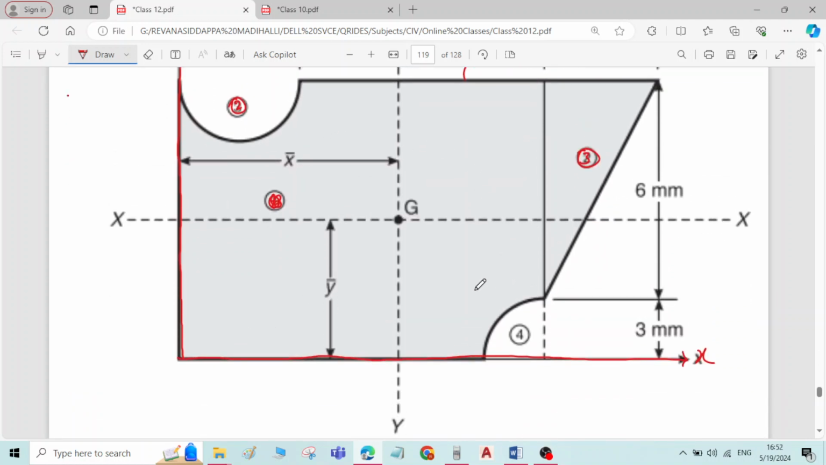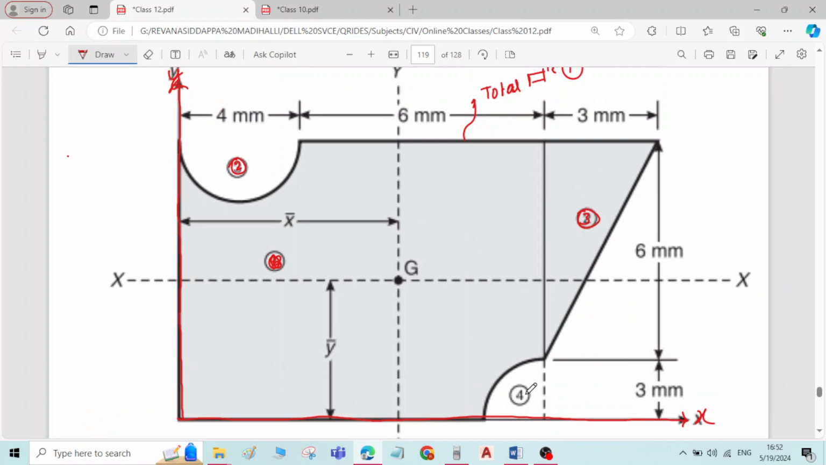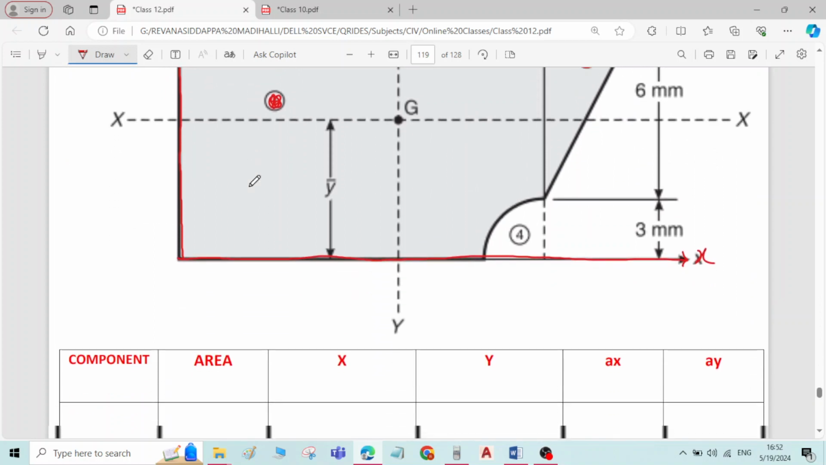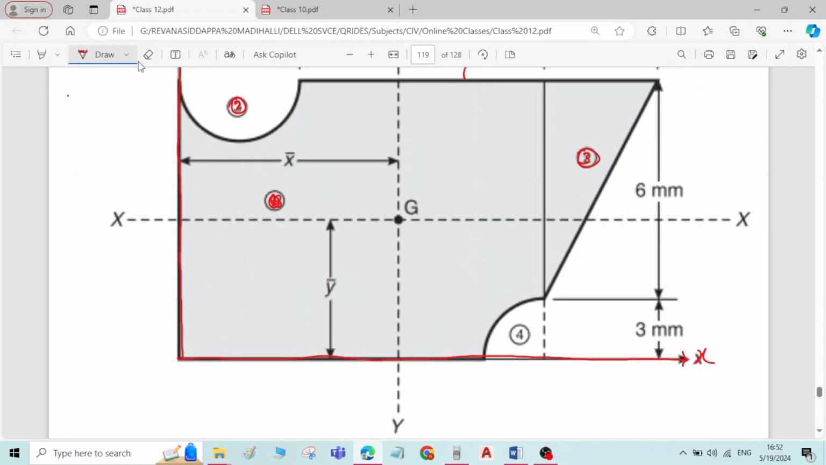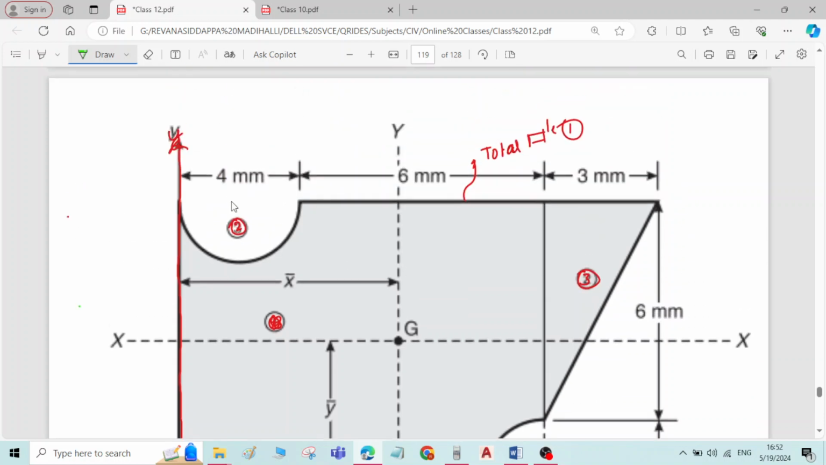Okay, so area of rectangle plus area of right angle triangle minus area of the quadrant of the circle minus area of the semicircle will give area of the shaded portion. Now we will write the formula for all the components, x bar and y bar formula. So we will draw a dotted line here. If G2 is the centroid of semicircle, distance of centroid from the diameter is always 4r by 3 pi. From end points it is equal to radius.